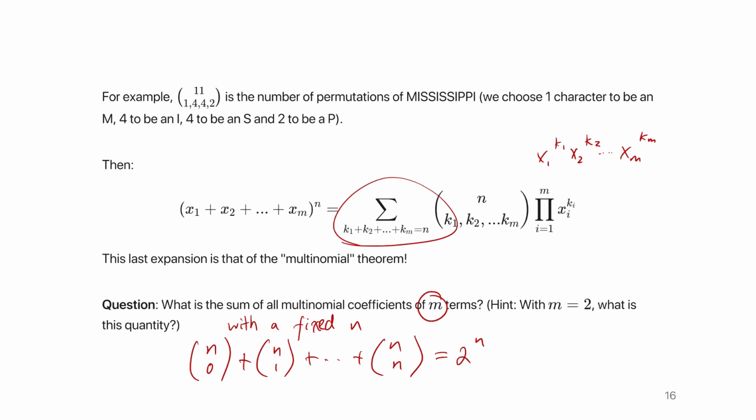And so, more generally, the sum of all multinomial coefficients of m terms with a fixed n would be what? If I just had x1 and x2 here, the sum would be 2 to the n. But if I have m terms down here, what would the sum be? M to the n, yeah. Because I could do the same thing, replace each of x1 through xm with a 1. And on the left-hand side, I would have m to the n. This product would all just be equal to 1 because it's a product of just a bunch of 1s. And I would get the sum of all these coefficients.